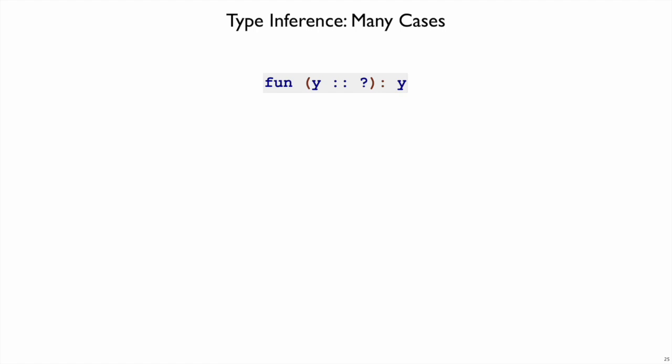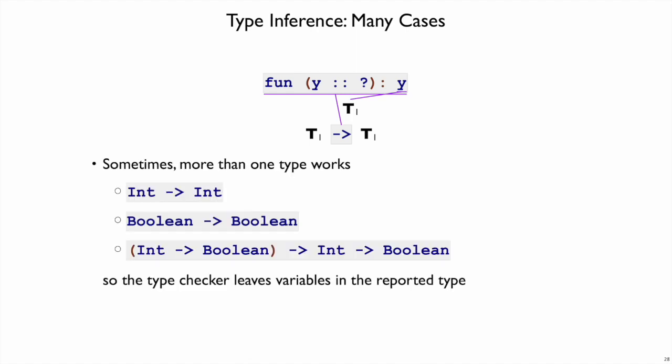How about this case? Now we have an argument y that's unknown, so its type is t1, and we end up with t1 arrow t1 without ever having to pin down t1 further. We get to the end of type checking. And that's okay. This is an example where more than one type could have worked in place of the question mark. So rather than just arbitrarily picking a type to put in place of the question mark, the type checker will just leave variables in the reported type.